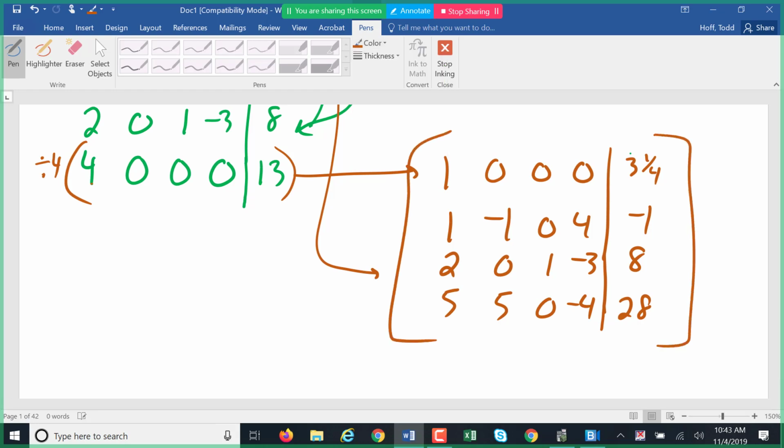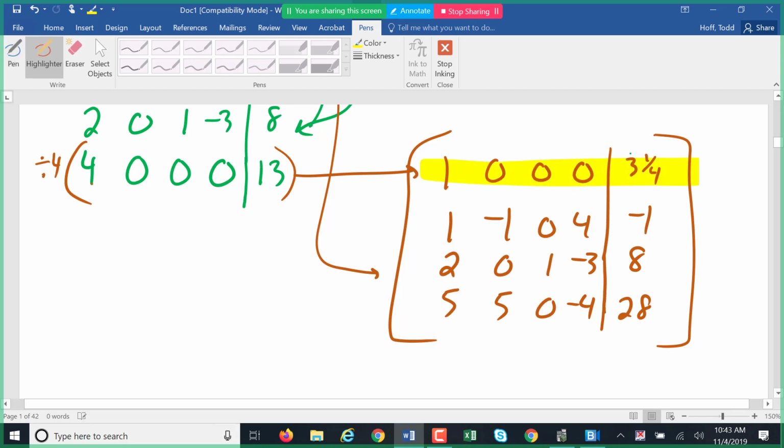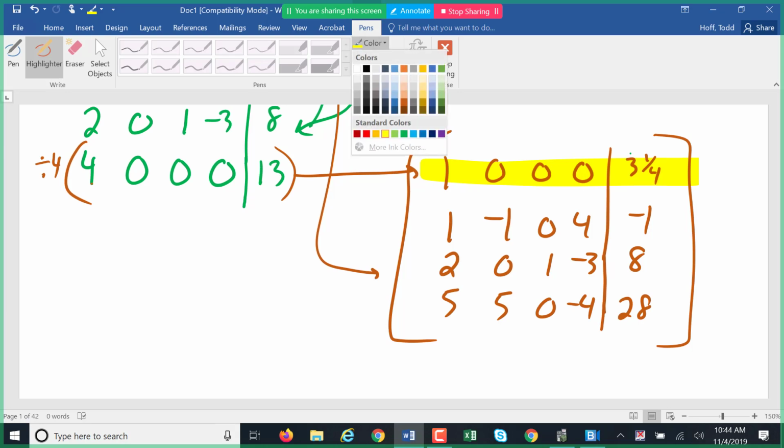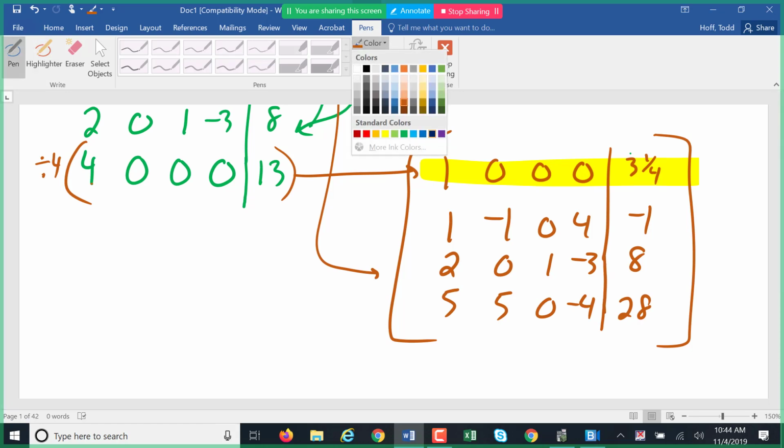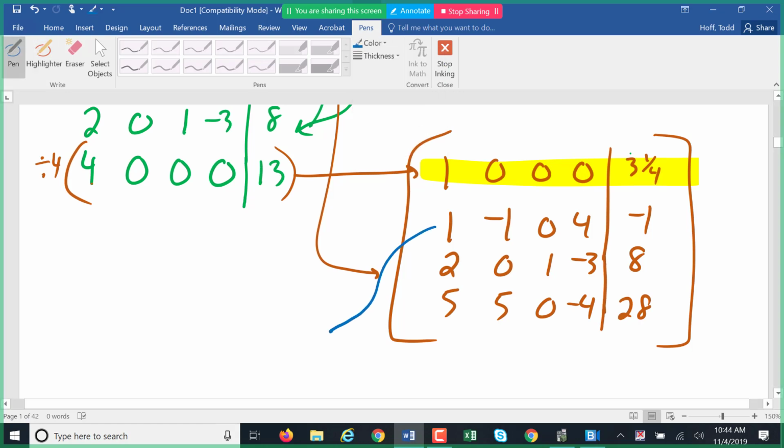Should put my brackets on here. This top row is now complete. I don't need to do anything more with that. I've got a 1 there and all zeros. But it now becomes very useful for combining with my other rows. First thing I am going to do here is I am going to combine rows 2 and 4, and I'm going to replace row 2 with it.